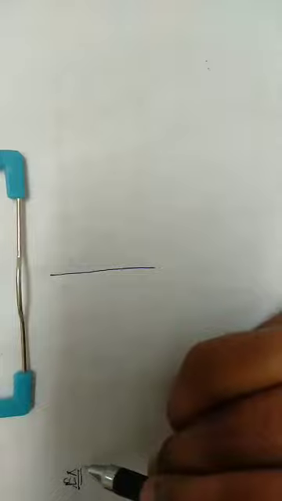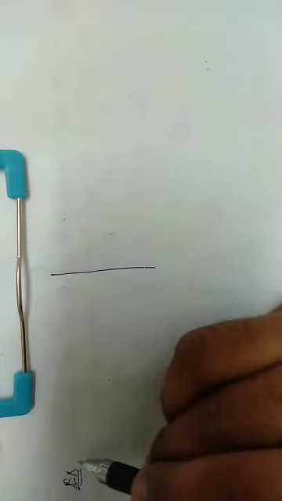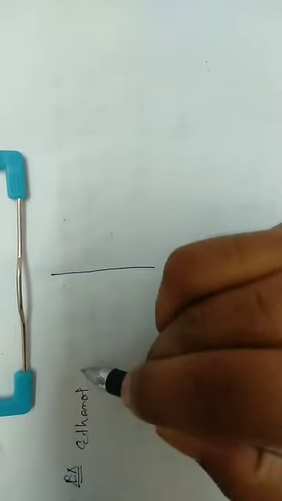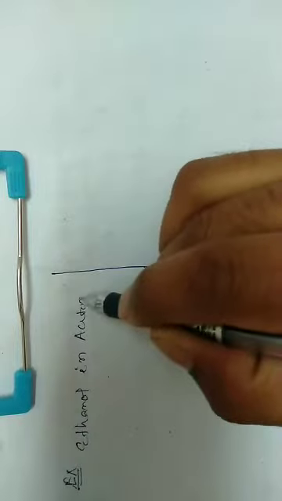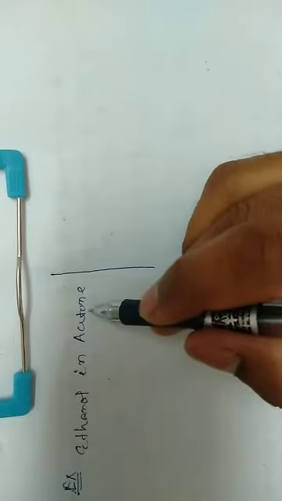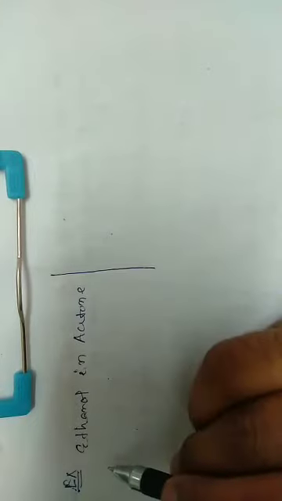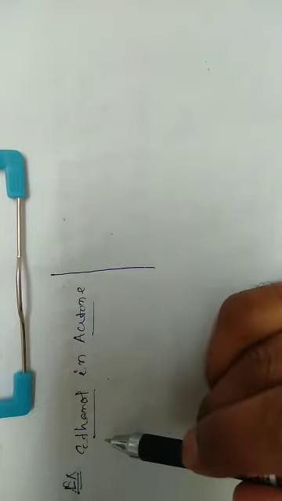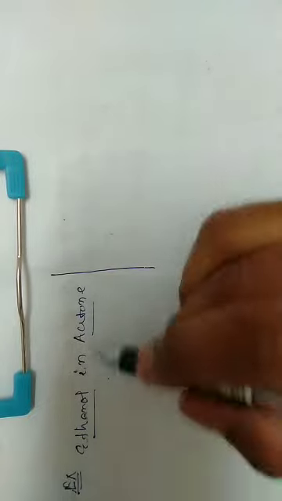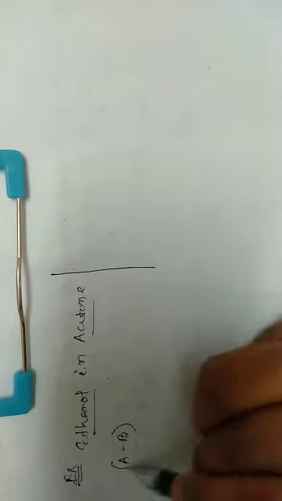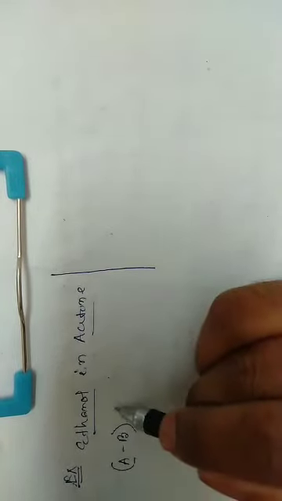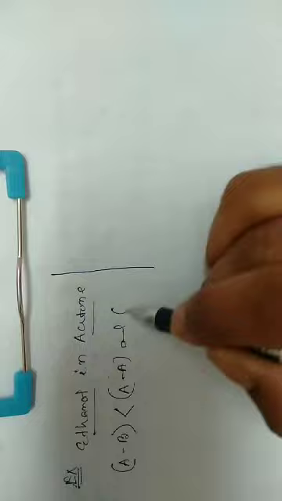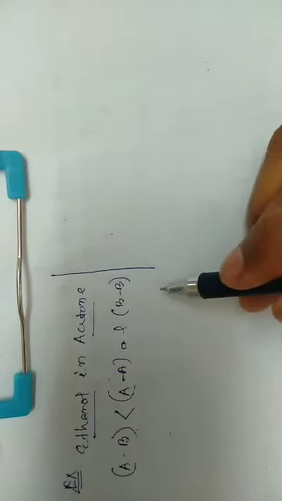An example of a solution having positive deviation from Raoult's law is ethanol in acetone, which is an example of a non-ideal solution having positive deviation from Raoult's law. Why is ethanol in acetone showing positive deviation? Because in this solution AB interaction, that means solvent-solute interaction, is smaller than the solvent-solvent and solute-solute interactions.